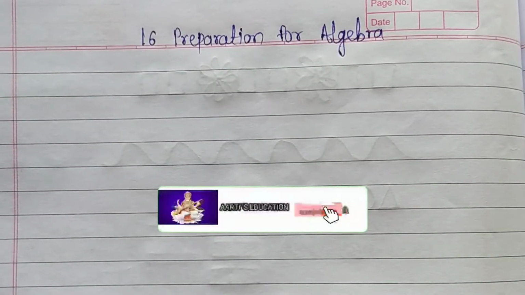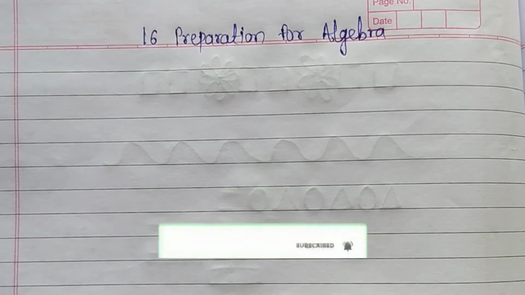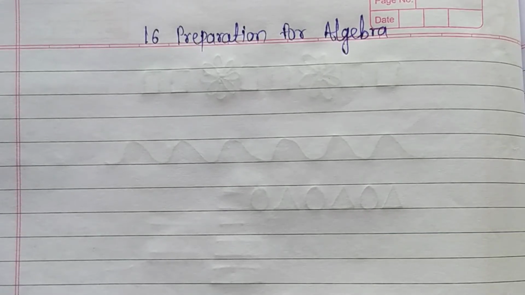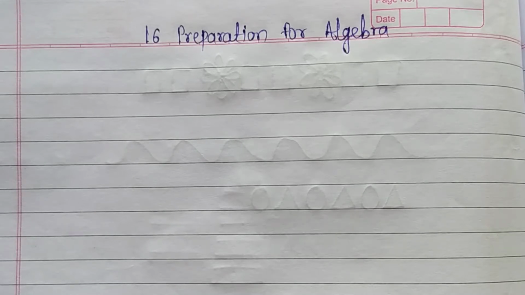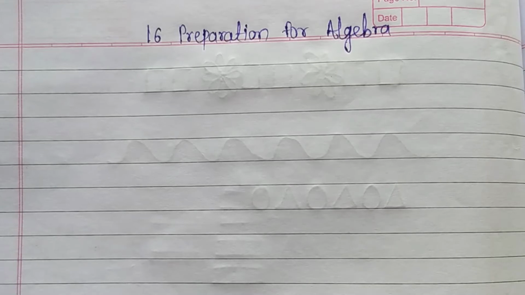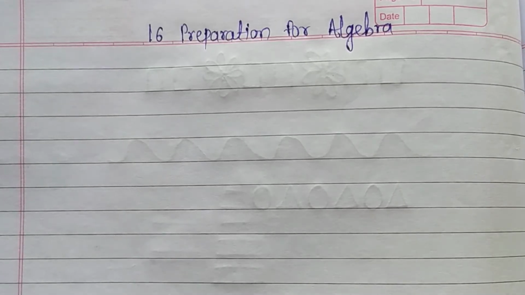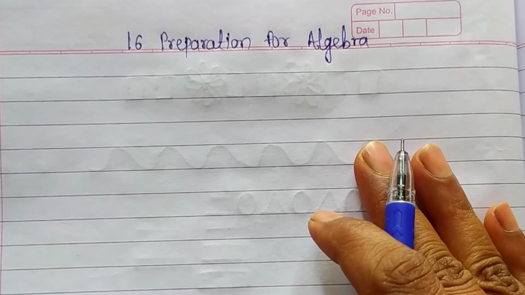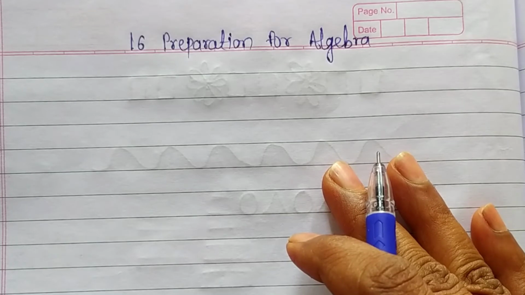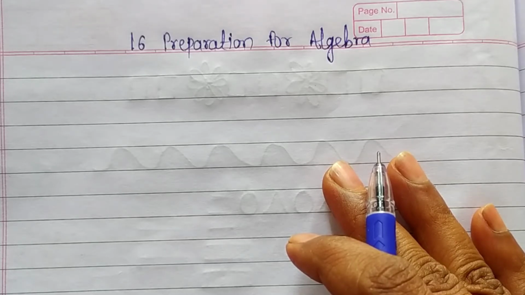Welcome to Aarti's Education. Today we are going to learn our last chapter, Preparation for Algebra. In this chapter, we are going to know about algebra, equality, inequality, and how we can put questions in the form of algebra. So, what is algebra? In simple language, algebra consists of the use of numbers and letters to state and solve problems. It means addition and subtraction of letters.